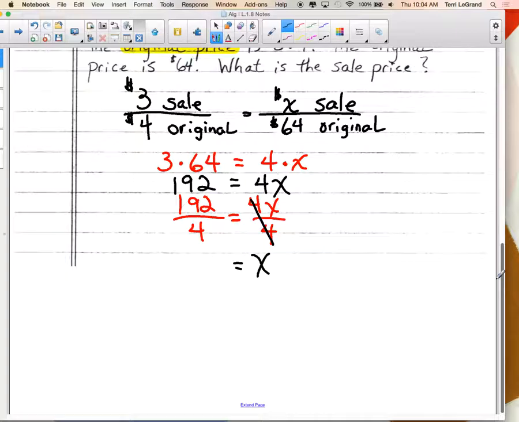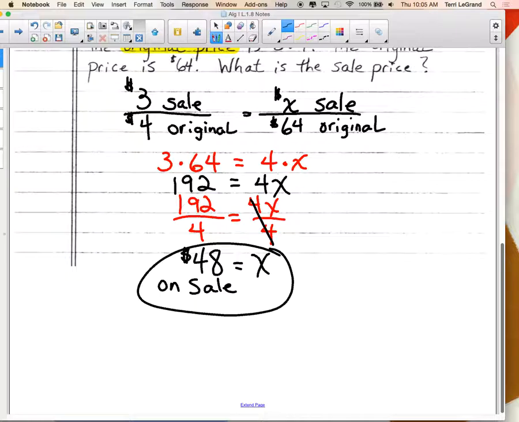So what do we get for X? Devin? $48. $48, okay. And what is that again? Is that the sale price or the original? The sale. This is the sale price, okay? $48. We can put $48 on sale. How's that? Yep, that's it.